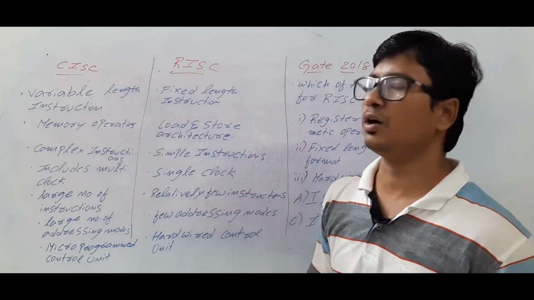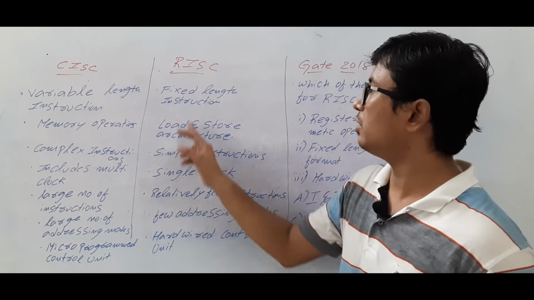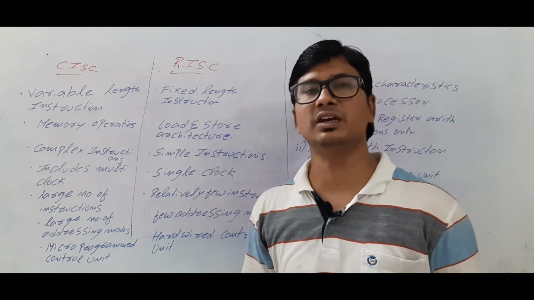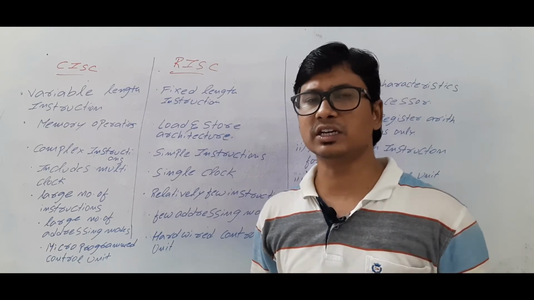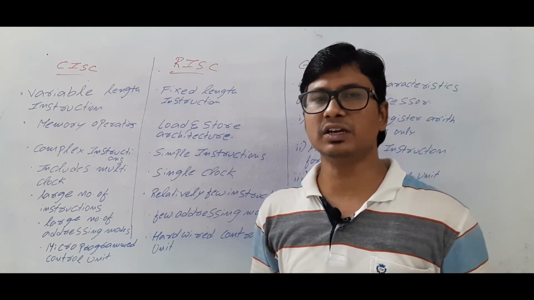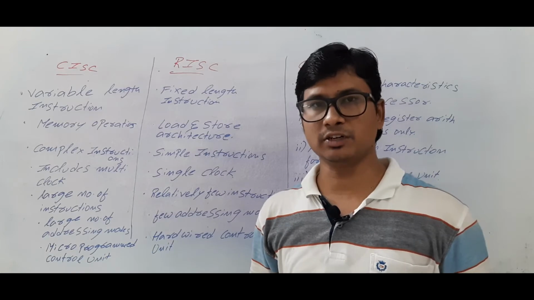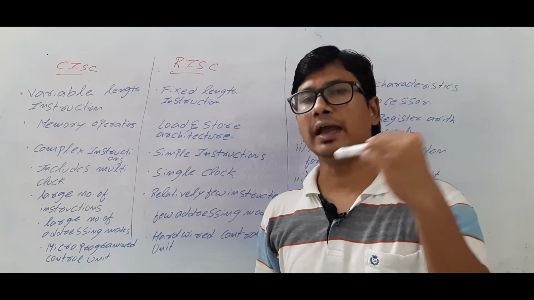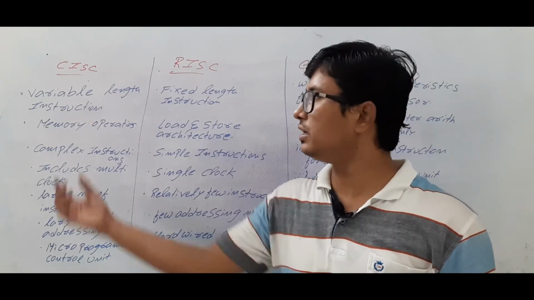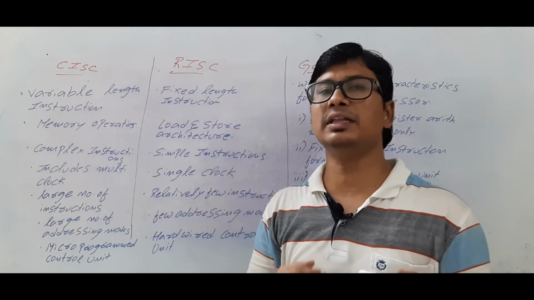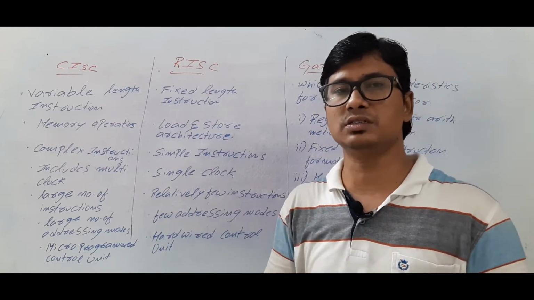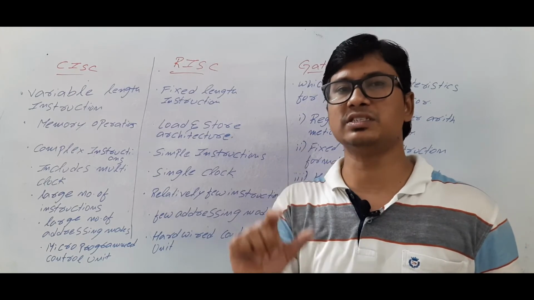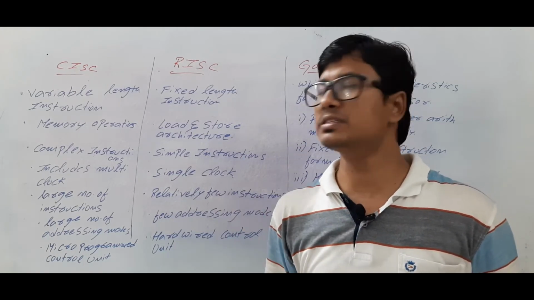CISC uses variable length instructions, whereas RISC uses fixed length instructions. Now remember one thing: what does an instruction consist of? An instruction consists of the instruction mode, the opcode and the operands. So CISC uses variable length instructions. However, a RISC computer always uses fixed length instructions, which means the size of each instruction will be the same.